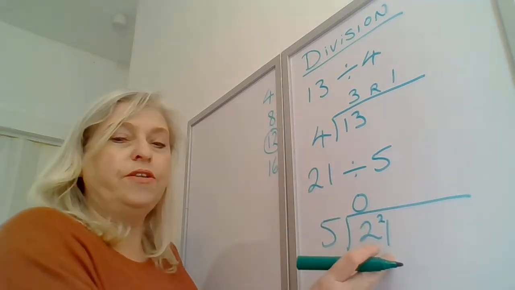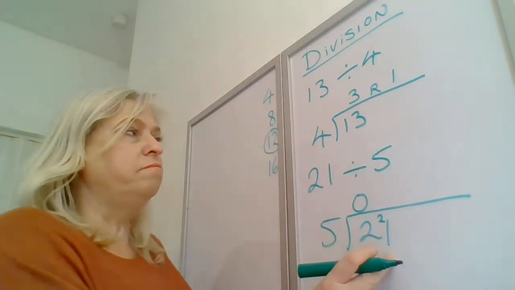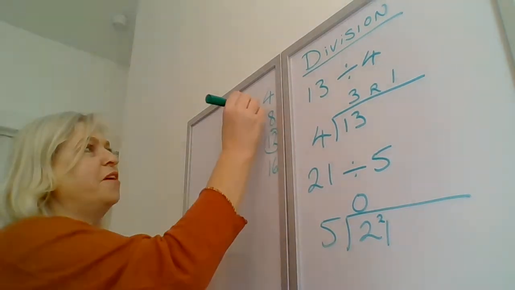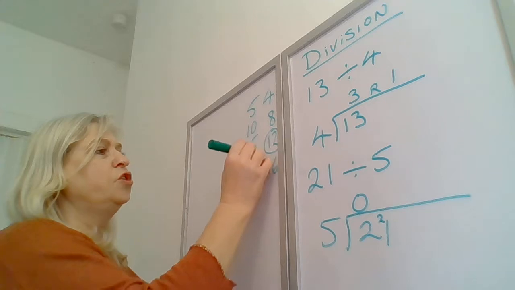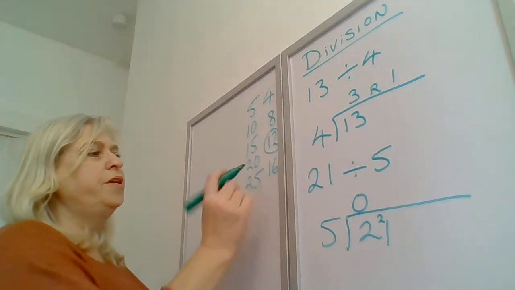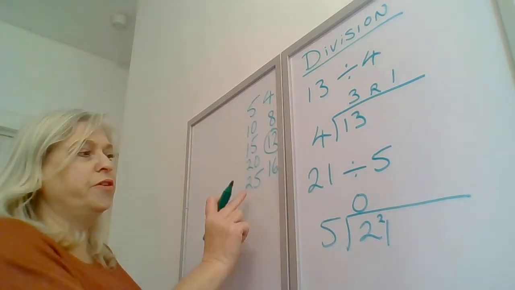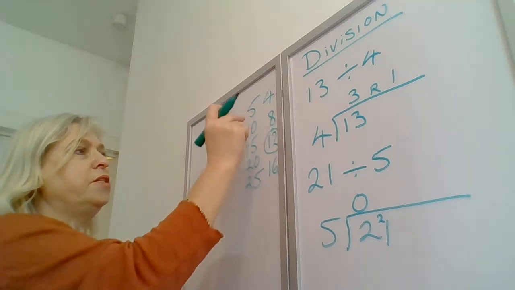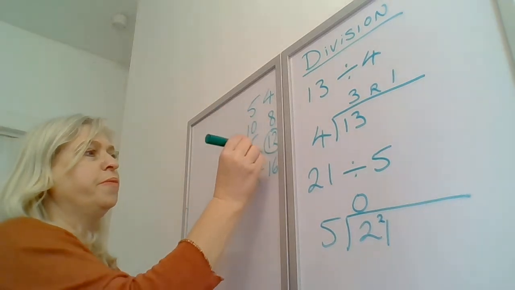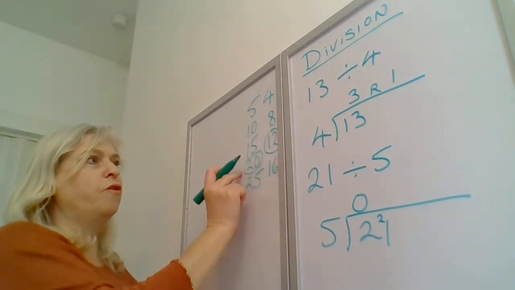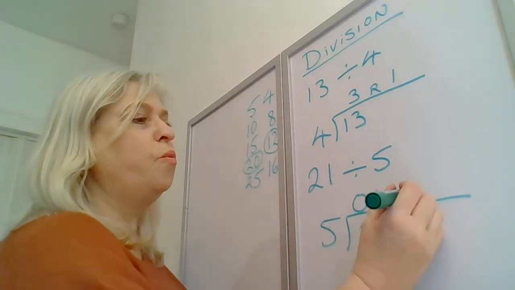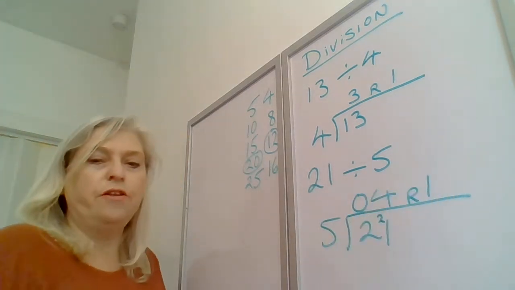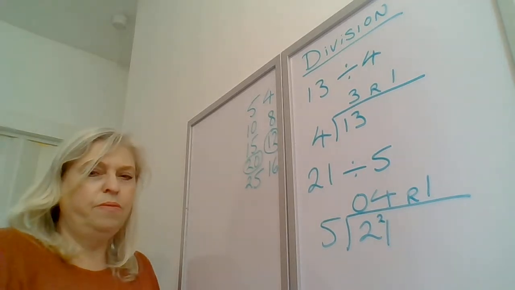And we say 5 into 21, 5 times table. Let's do it. 5, 10, 15, 20, 25. That's higher than 21, so that's too many. So it's 20 that we want. 1, 2, 3, 4. So it goes in 4 times, and we've just got 1 left over, which is too small to get another 5 out of. I hope that makes sense.